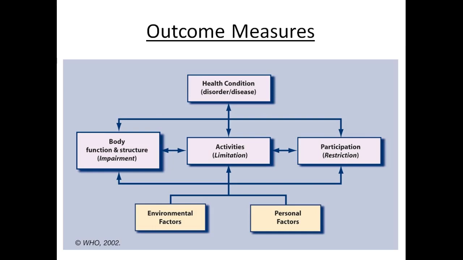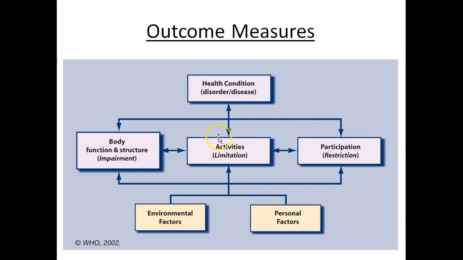So outcome measures. Now we've covered exercise screening, we're going to go on to outcome measures. So it's really important that we look at the WHO's design of a health condition. So we've got impairments. Impairments are to do with body structure and body function.